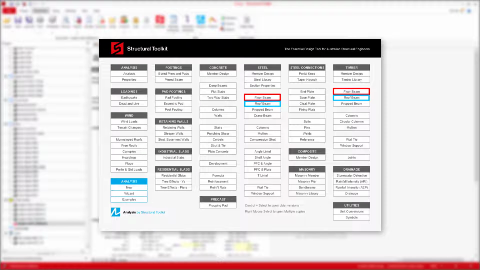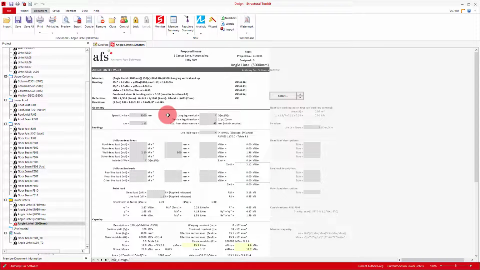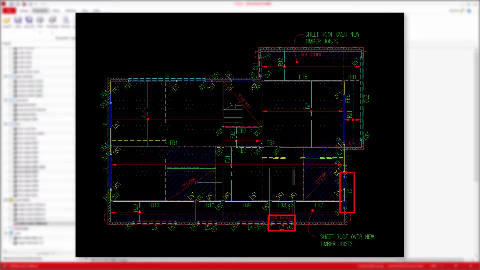Not only are each of the module types tailored for their member design types, we'll also ensure we're using the correct size factors. At this point, the process of designing these lintels is probably clear enough, so what we'll do is skip ahead to where we've got both a roof and floor lintel design complete.